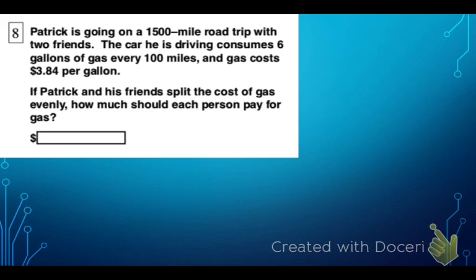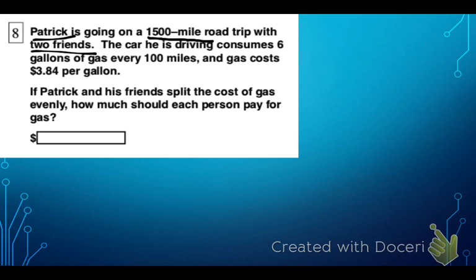Okay, so let's start walking through this problem here and underlining our important information. So, going sentence by sentence, Patrick is going on a 1,500-mile road trip with 2 friends. So it looks like that 1,500 miles is going to be important, along with Patrick and 2 friends. So we know there's 3 people total in this problem. So moving on to the next sentence, the car he is driving consumes 6 gallons of gas every 100 miles.